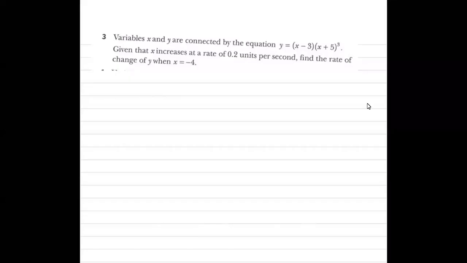Variables x and y are connected by the equation y equals (x minus 3) times (x plus 5) cubed. Given that x increases at a rate of 0.2 units per second, find the rate of change of y when x is equal to negative 4.